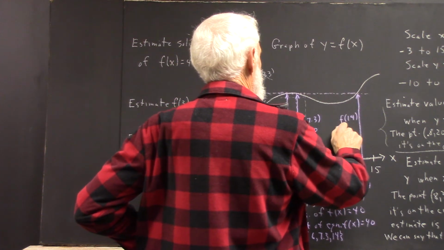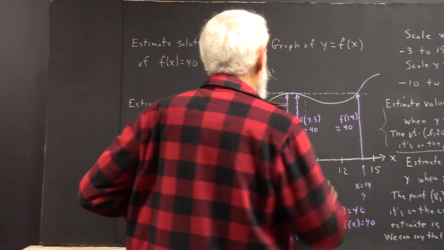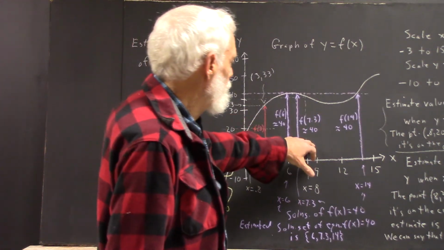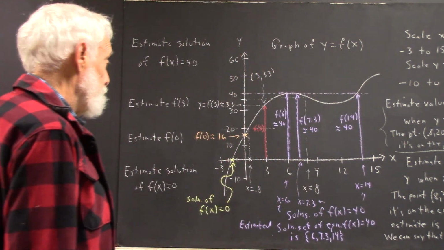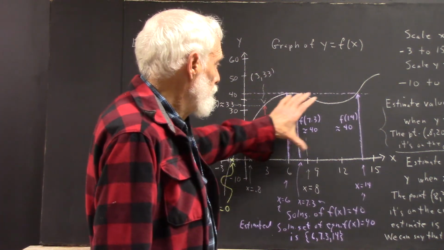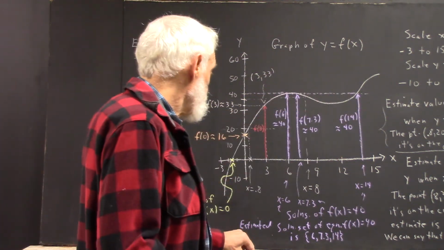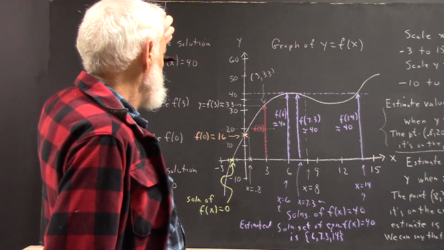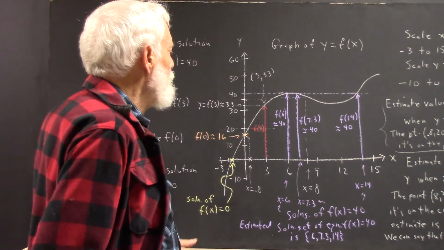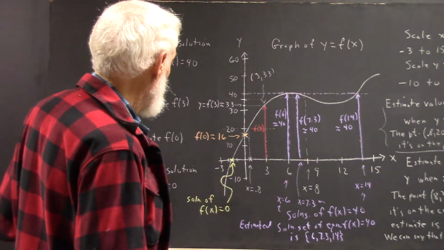And then I can indicate that f of 6 is about 40, f of 7.3 is about 40, f of 14 is about 40. And this vector representation of the value of a function is going to be useful when we start transforming graphs of functions.